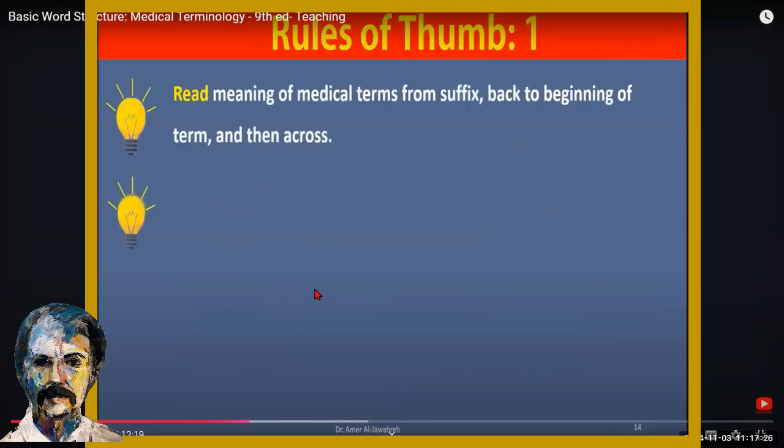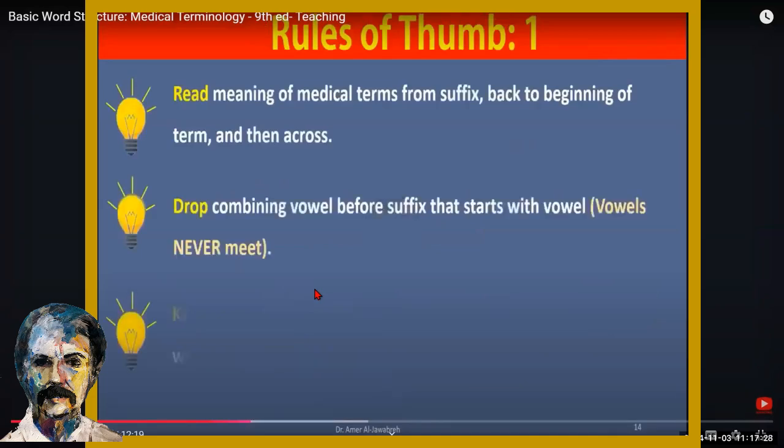This is the last slide. Rules of thumb. Rules of thumb means general rules. Reading the meaning of a medical term: from the suffix at the end, and then back to the beginning, either the prefix or the root, and then across. That's how you read it, and that's how you break it down or analyze it.